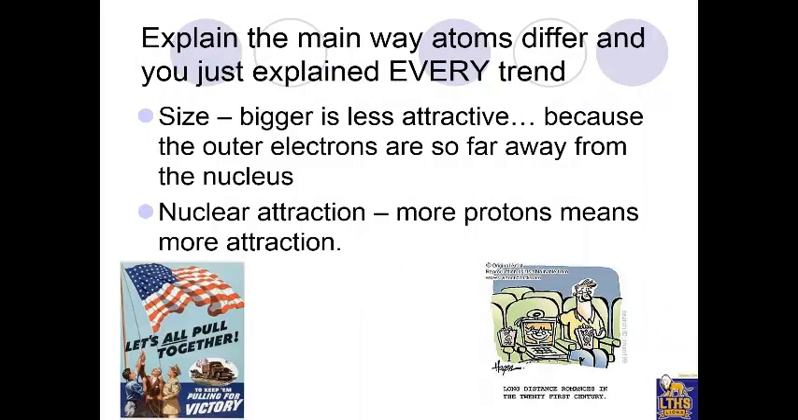So, explaining the main way atoms differ, and you just explained every trend. What's the main way atoms differ? In their size, their atomic size. So, let's talk about atomic size. Bigger atoms are less attractive because the outer electrons are so far away from the nucleus. So that means they have low ionization energy and low electronegativity. Nuclear attraction: more protons means more attraction, so that means smaller atoms. So the two things that help determine all the trends are the size and the nuclear attraction of atoms.